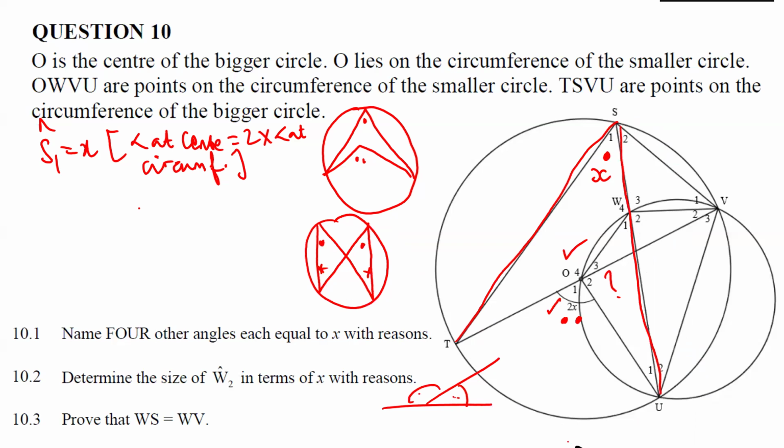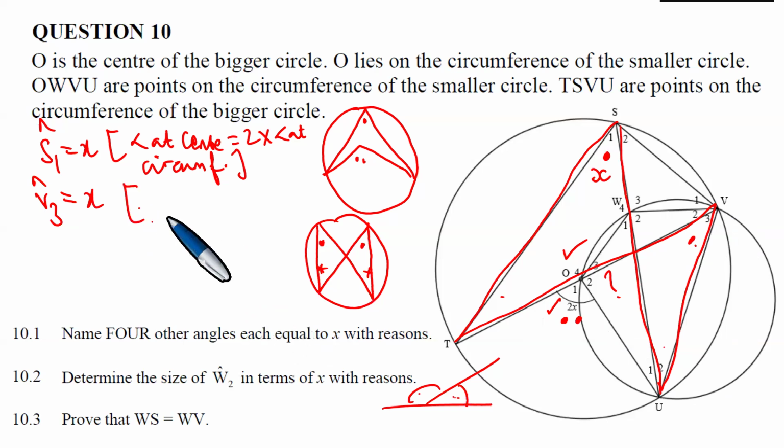I'm glad that you're able to see that. So you have this one. So there's a bow tie, meaning this angle is equal to this, and this is equal to this. So which angle is equal to x? V3. Well done. V3 is equal to x. Why? Angles in same segment, we say. Angles in same segment.